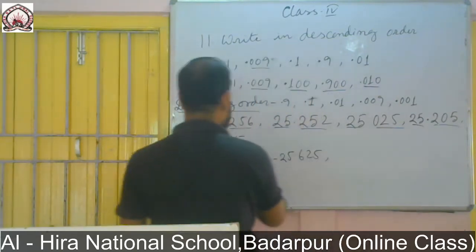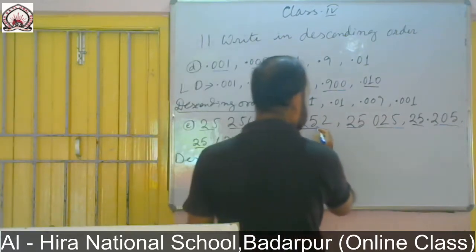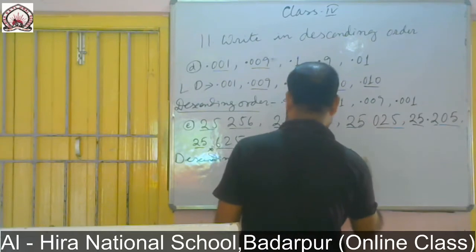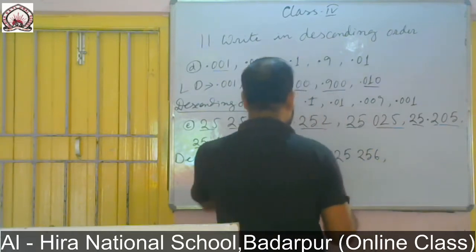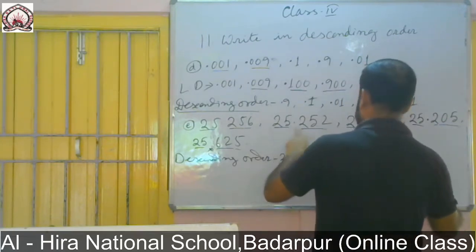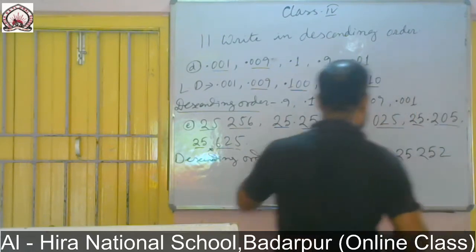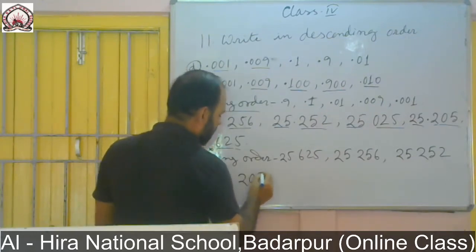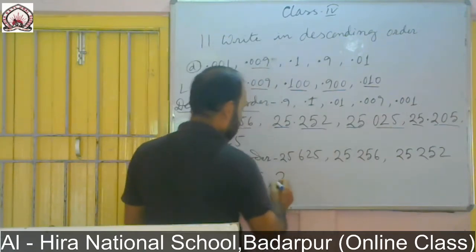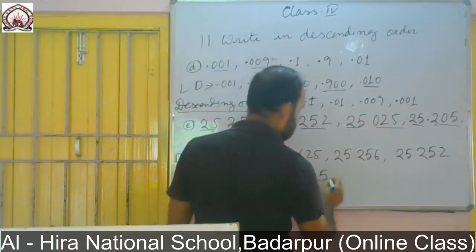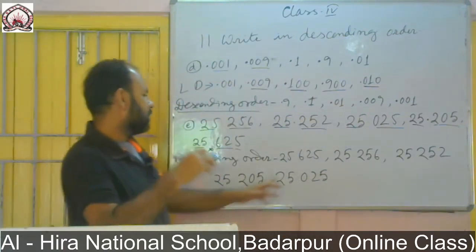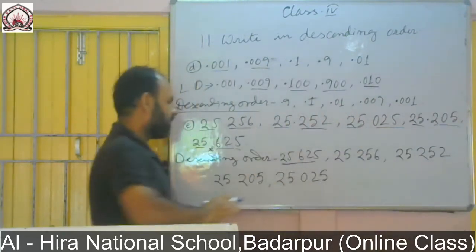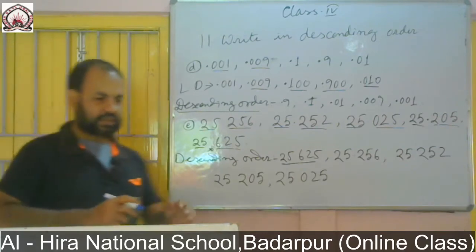Next, among 256, 252, 205, here 256 is second, so 25.256. Next 25.252. Next 25.205. Next 25.025. So this is the descending order: first, second, third, fourth, fifth.